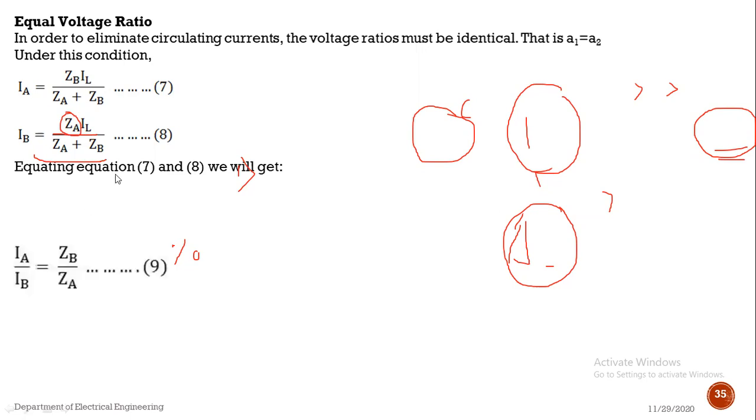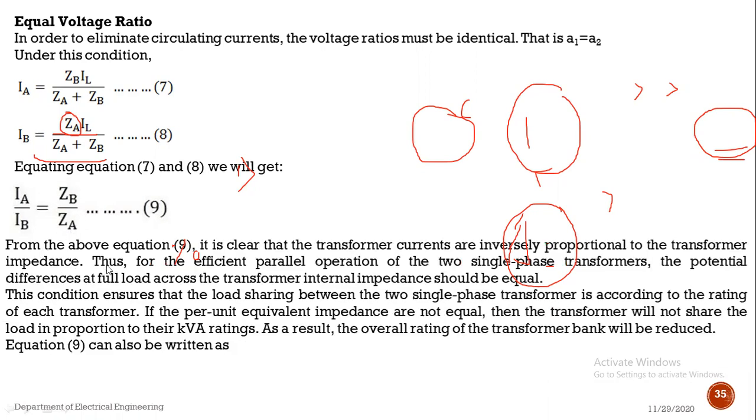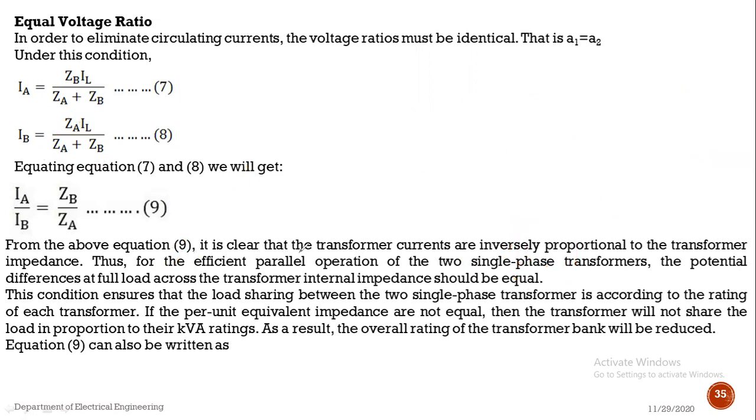Now equating equations 7 and 9, we get this equation, which we have already calculated: IA divided by IB is equal to ZB divided by ZA. So from the above equation 9, it is clear that the transformer currents are inversely proportional to the transformer impedances. IA is inversely proportional to ZA.